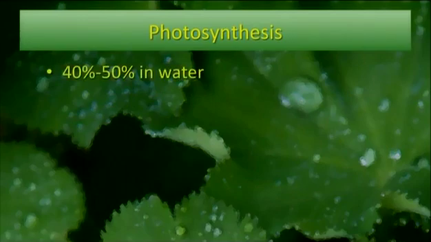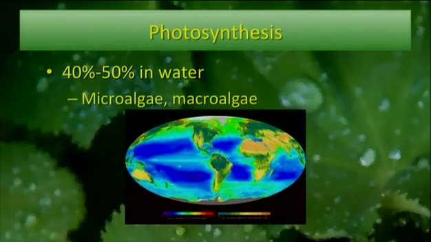So 40 to 50% of the photosynthesis that goes on our planet happens in water through the photosynthesis of microalgae and macroalgae. Microalgae are just single-celled algae such as diatoms and dinoflagellates, and other algae that are single-celled, and the macroalgae are the ones that have multiple cells making up their bodies. Here's a look at the vast oceans on our planet. There are probably a zillion, that's just a made-up word, but there's an uncountable number of microalgae in these oceans all over the world.